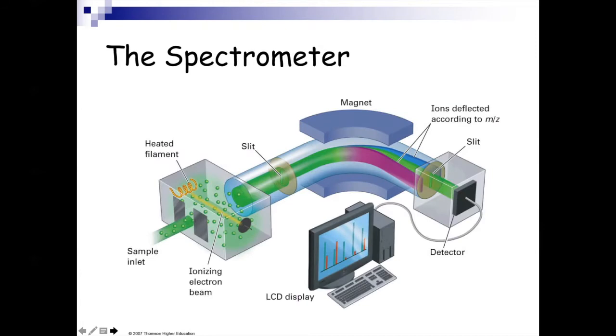A schematic of the spectrometer is shown here. We have the sample inlet, which goes into a heated filament area, and that is where the electron ionization happens. With electron ionization, we bombard our molecule with high energy electrons, and that kicks off an electron. Then it gets carried into the instrument through a slit. The magnet is what selects for the mass that we want to go through. Ions that are too heavy or too light will get deflected onto the sides.